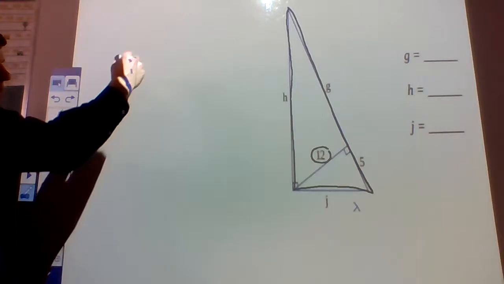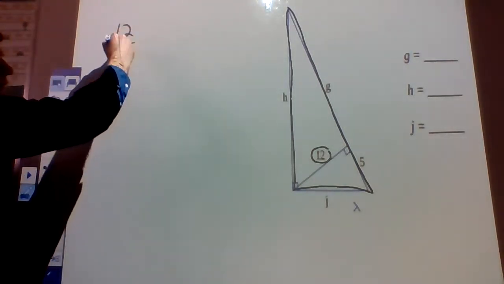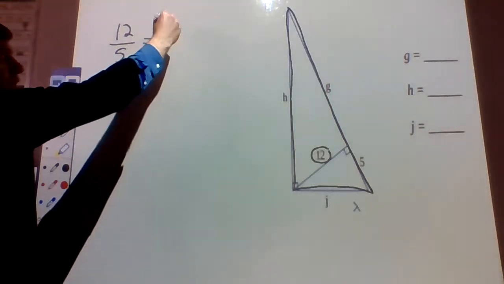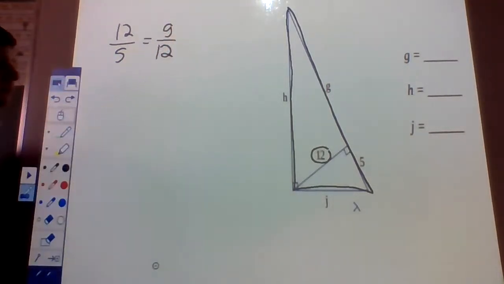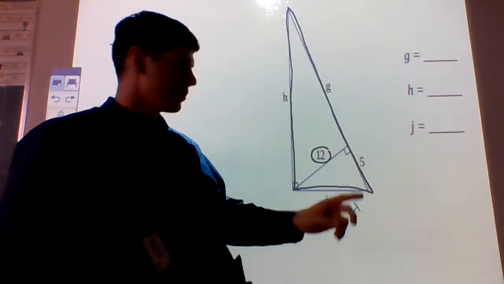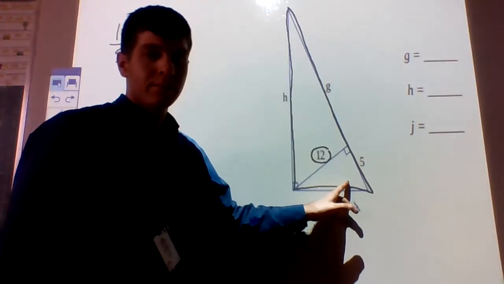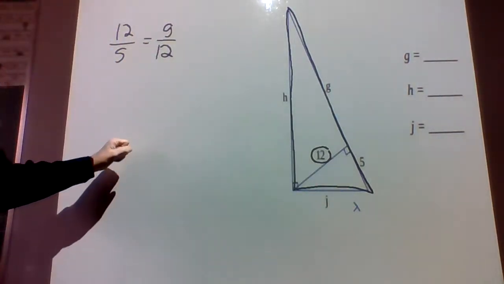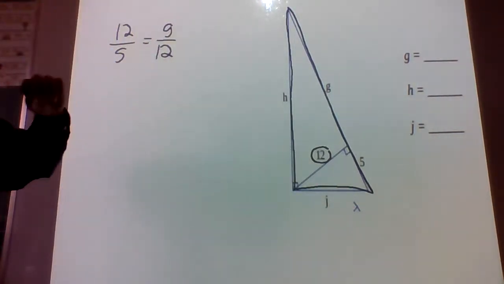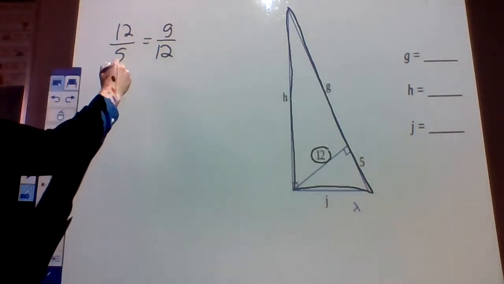So let's start with 12. So 12 over 5 is going to equal g over 12. Again, g and 5 are part of one triangle each. They're not part of two triangles. 12 is part of two triangles. It's part of this triangle and this one. Okay. So it's getting used twice. If you got to redraw the triangles, that's fine. Cross multiply, 12 and 12 is 144.